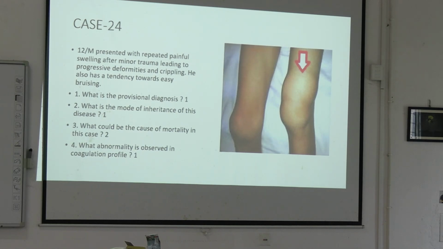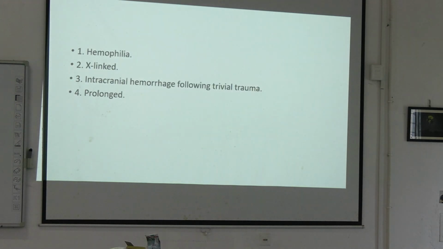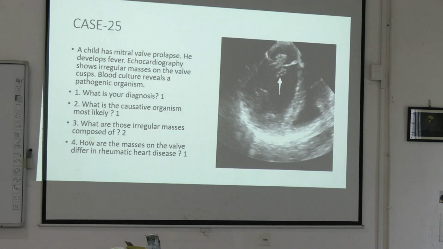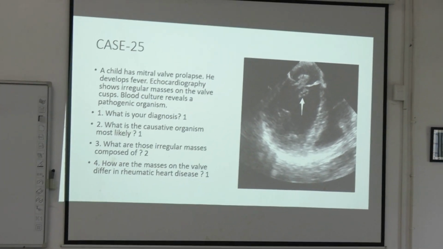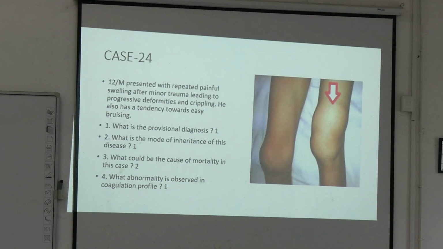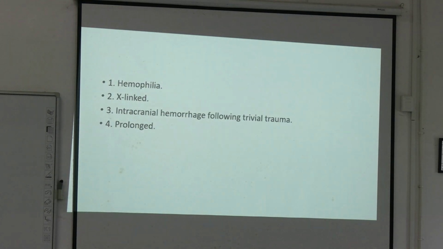So what can be the cause of death in such patients? The cause of death in such patients will be intracranial hemorrhage. Okay, and what abnormality is observed in coagulation profile? APTT will be prolonged. Bleeding time, clotting time will be normal, but APTT will be prolonged.